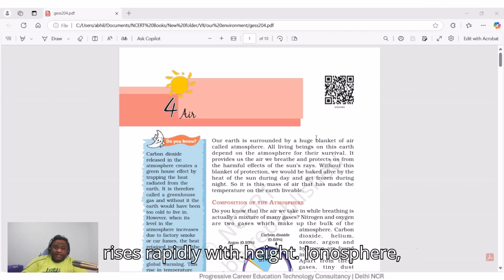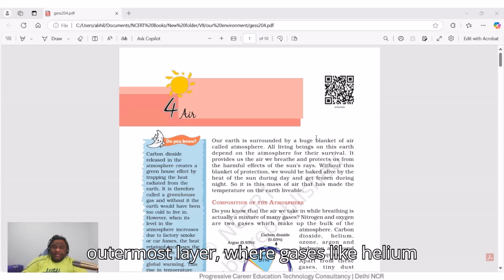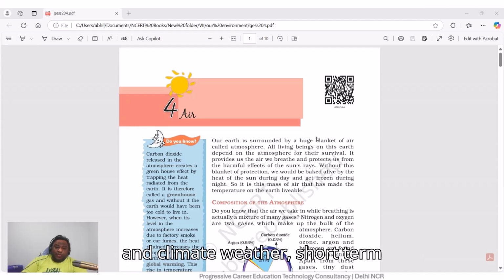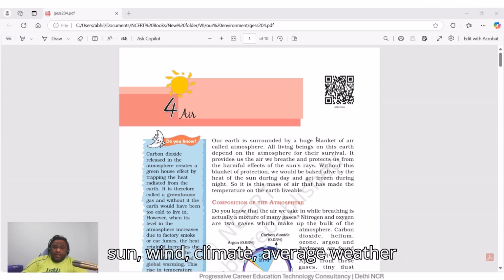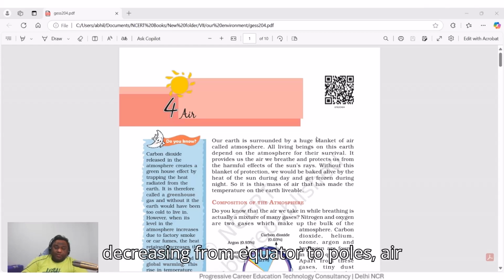Mesosphere: meteorites burn up in this layer upon entering the Earth's atmosphere. Thermosphere: temperature rises rapidly with height. Ionosphere reflects radio waves. Exosphere: the outermost layer where gases like helium and hydrogen escape into space. Weather and climate. Weather is short-term atmospheric conditions, for example rain, sun, wind. Climate is the average weather over a long period. Insolation is the amount of solar energy received by Earth, decreasing from the equator to the poles.